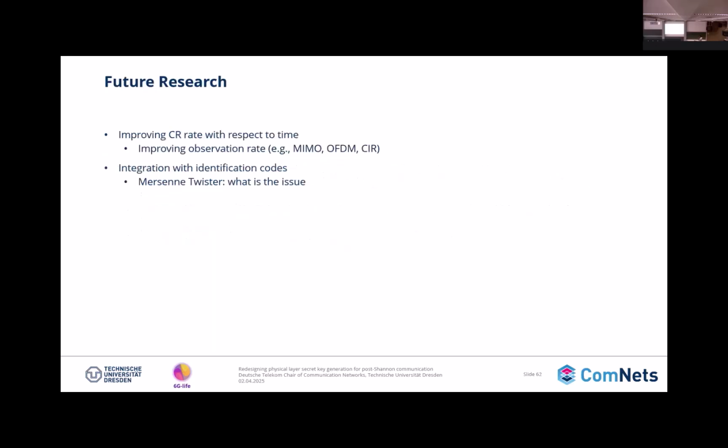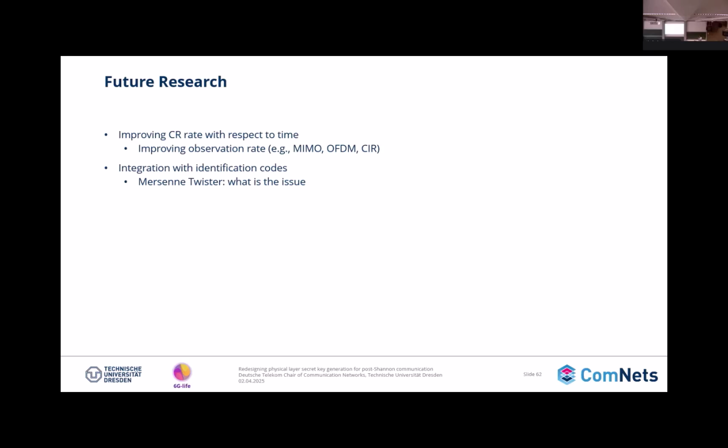For the future research, what we discussed so far is mainly an information theoretic approach. We were not that focused on the temporal common randomness rate, but on its own, the temporal common randomness rate of the test bed that we developed was quite low. So, when we talk about improving common randomness, we can also improve it by integrating with multi-carrier systems such as MIMO, OFDM, and channel impulse response, for example. These could actually be used for analyzing as a common source of observation. And then integration with identification codes can also be done.